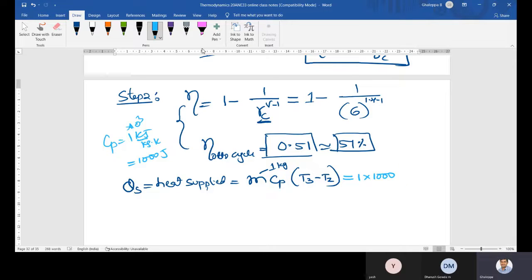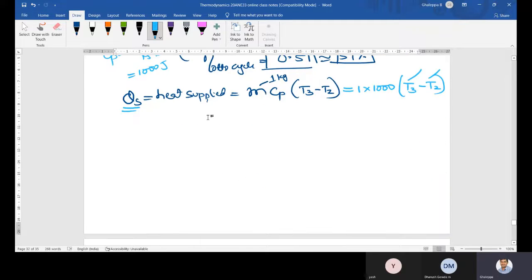How much is the value of T3? We don't know, we need to calculate it, and T2 as well. So to calculate heat supplied and heat rejected, we need to calculate all four temperatures first. To calculate all four temperatures, you need to remember one basic equation, my dear friends. Remember T2 by T1 is equal to V1 by V2 to the power of gamma minus 1. This is the equation.